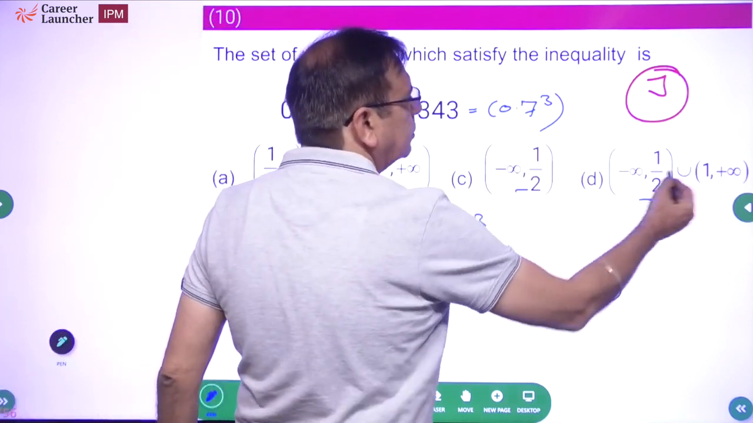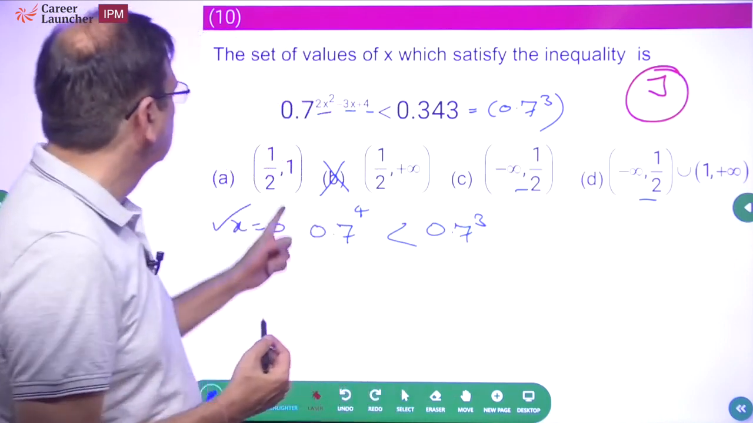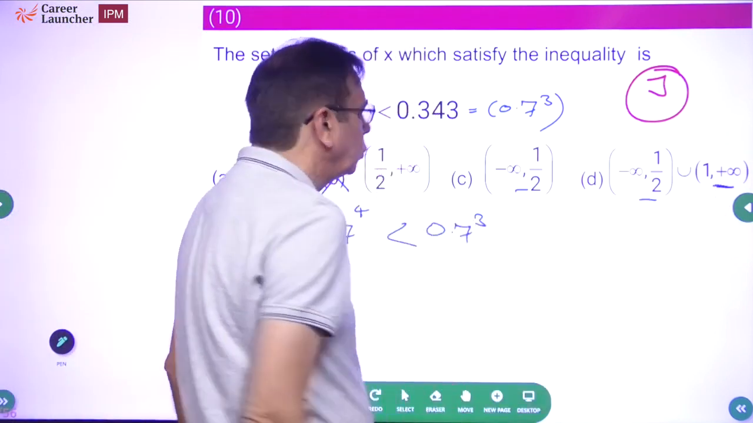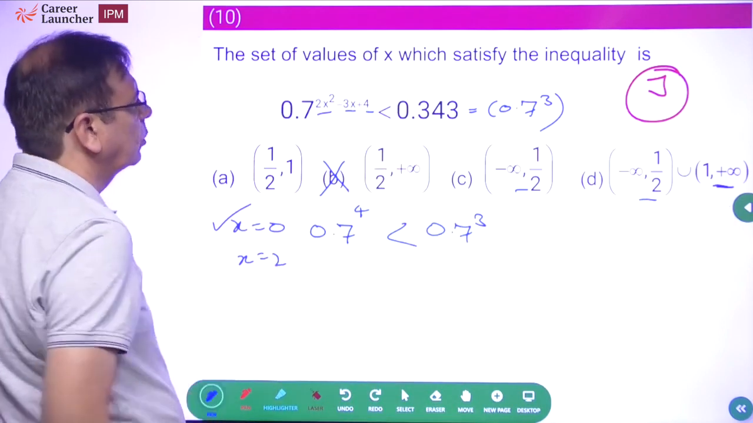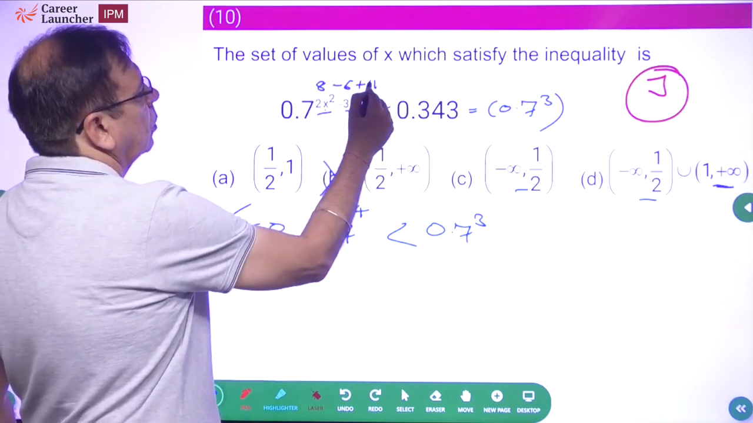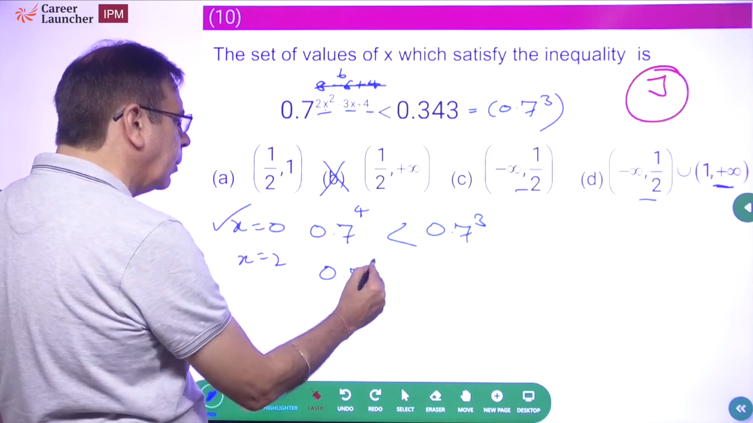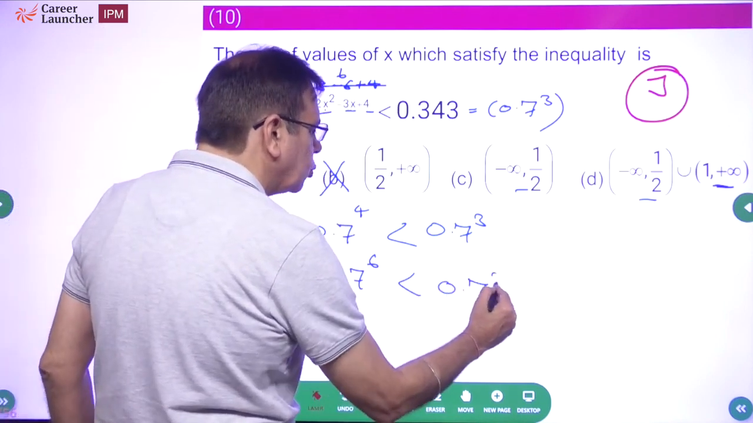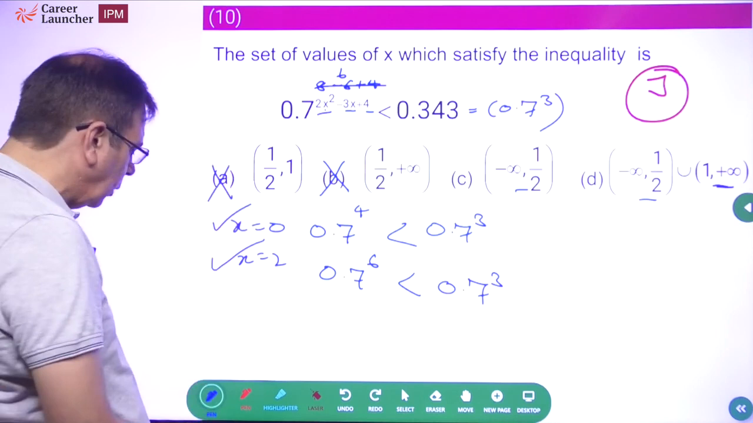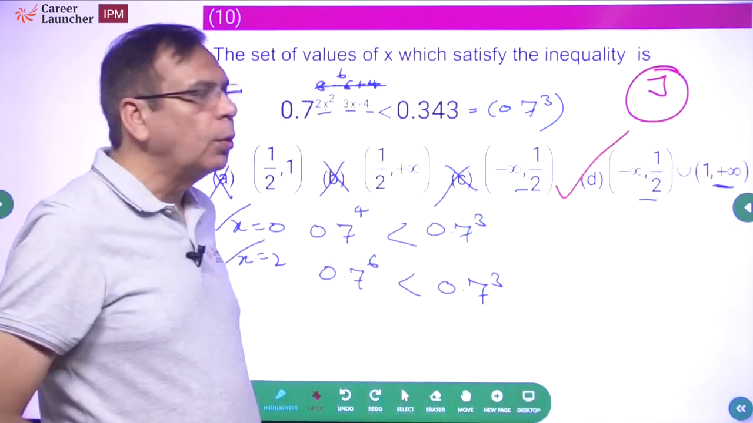Take, for example, x equal to 2. X equal to 2 is not available in choice A, not available in choice C, available in choice D. So let's check whether x equal to 2 satisfies or not. 2 to the 4 into 2, 8, minus 6 plus 4. 8 plus 4, 12 minus 6, so this becomes 6. At x equal to 2, I get 0.7 raised to power 6, which is obviously going to be less than 0.7 raised to power 3. What does it mean? X equal to 2 should also be a part of your answer. Choice A does not contain x equal to 2, choice C does not contain x equal to 2, hence choice D, which contains x equal to 2, becomes the correct answer.